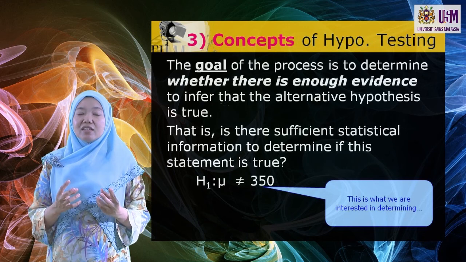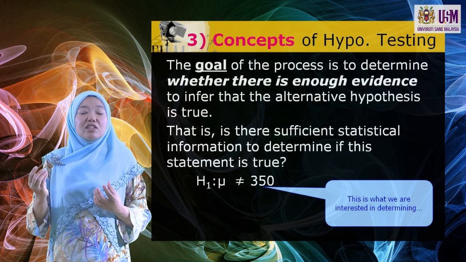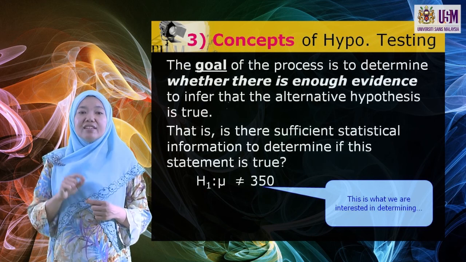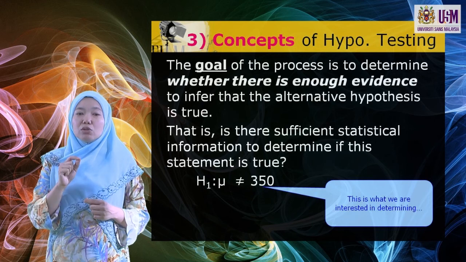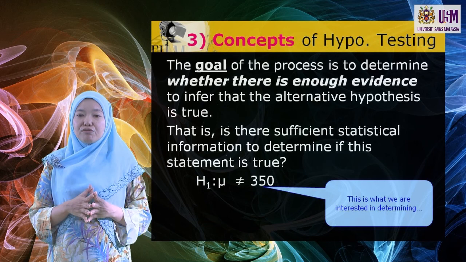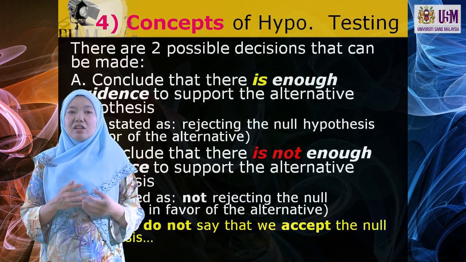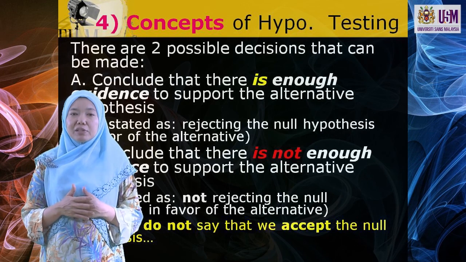So, another way of asking that: is there sufficient statistical information to determine if this statement is true? That means H1 now: mu does not equal 350. I'm still repeating the concept of hypothesis testing, but with regards to the particular example just now.